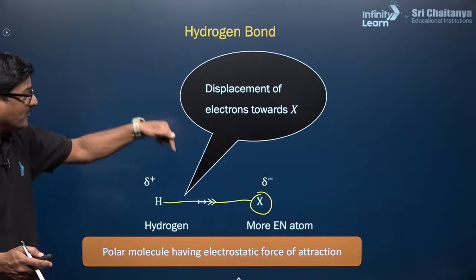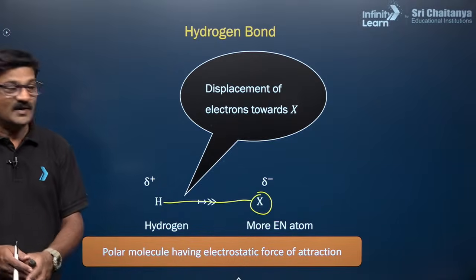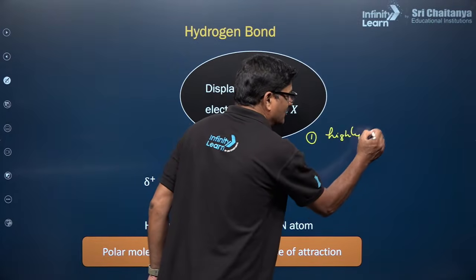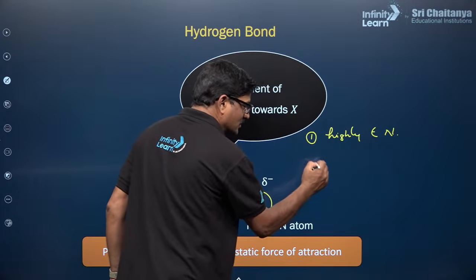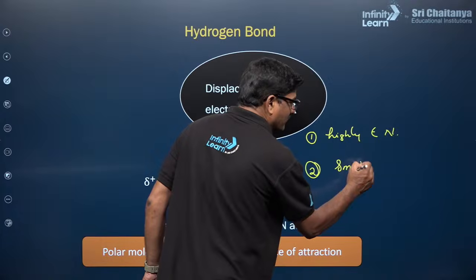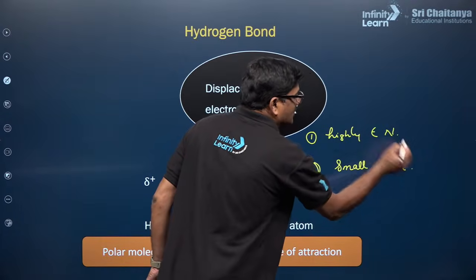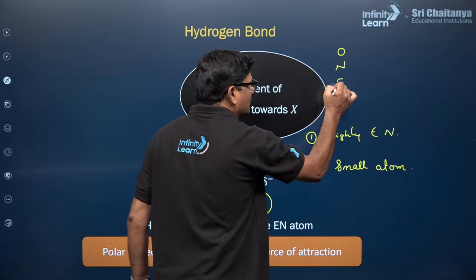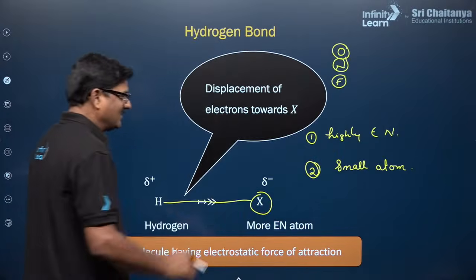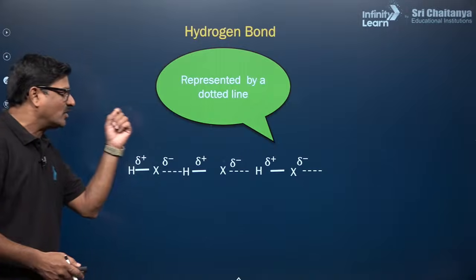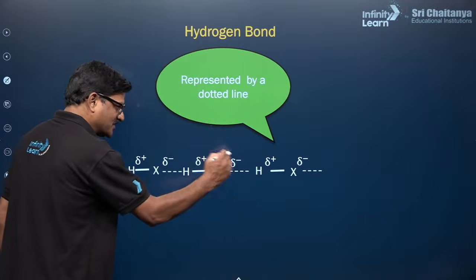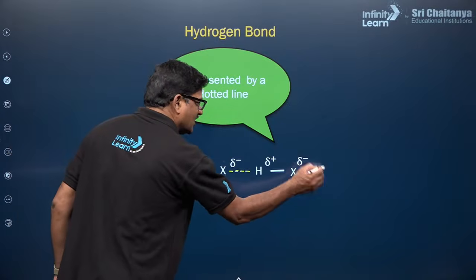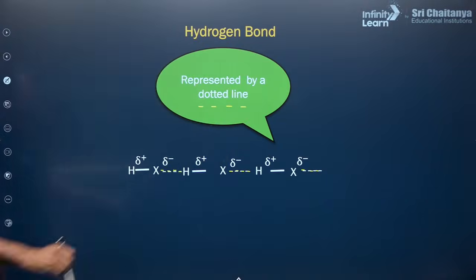And to form a hydrogen bond, what will be the conditions? The first condition is that the atom should be highly electronegative, and the second condition is that it should be a small atom. So, the short version: only oxygen, nitrogen and fluorine are going to form hydrogen bonding, and it is represented by a dotted line. So H-X, H-X, H-X, there is a weak electrostatic force of attraction between the hydrogen and the electronegative atom, which is indicated by the dotted line.